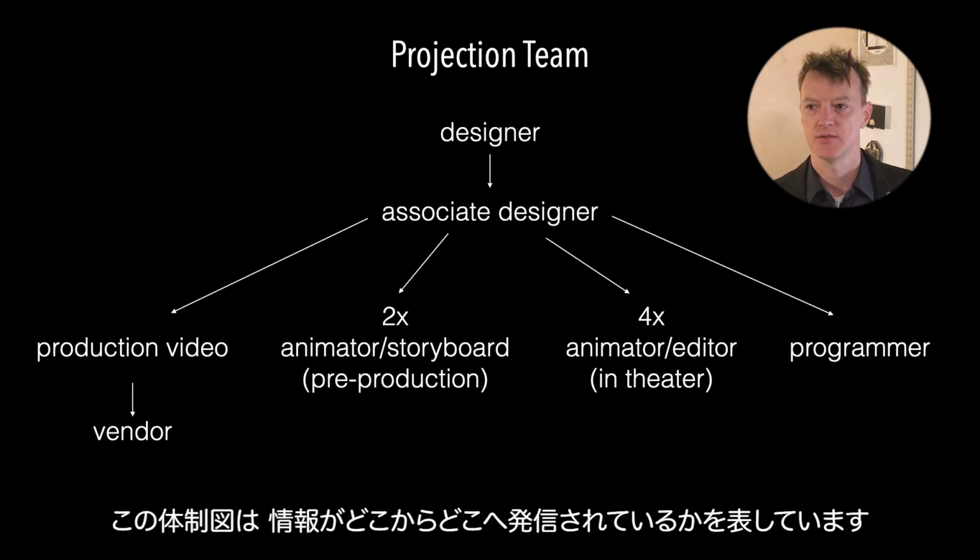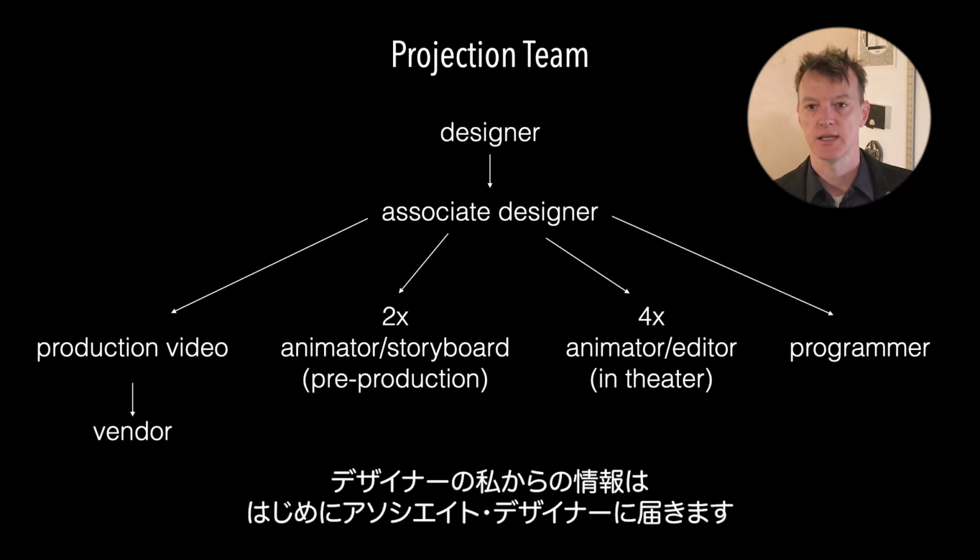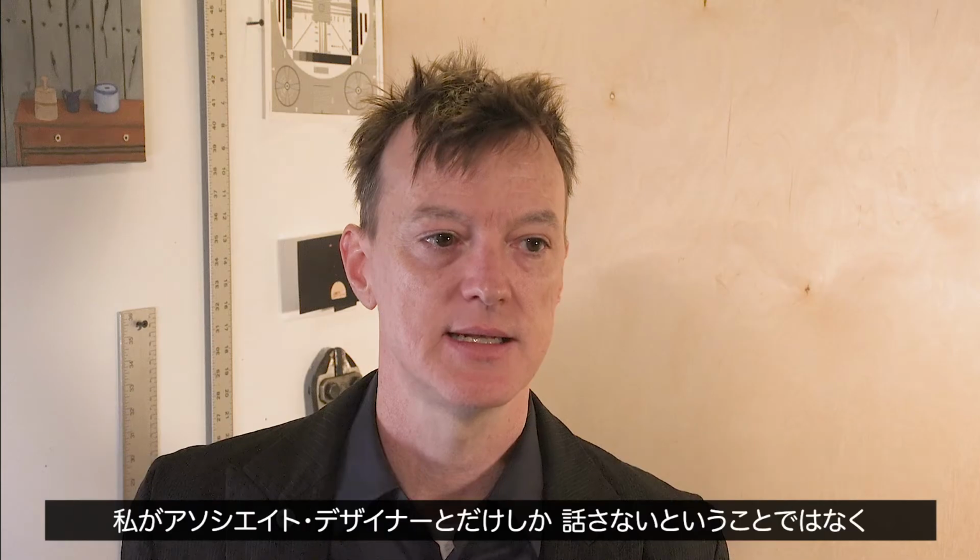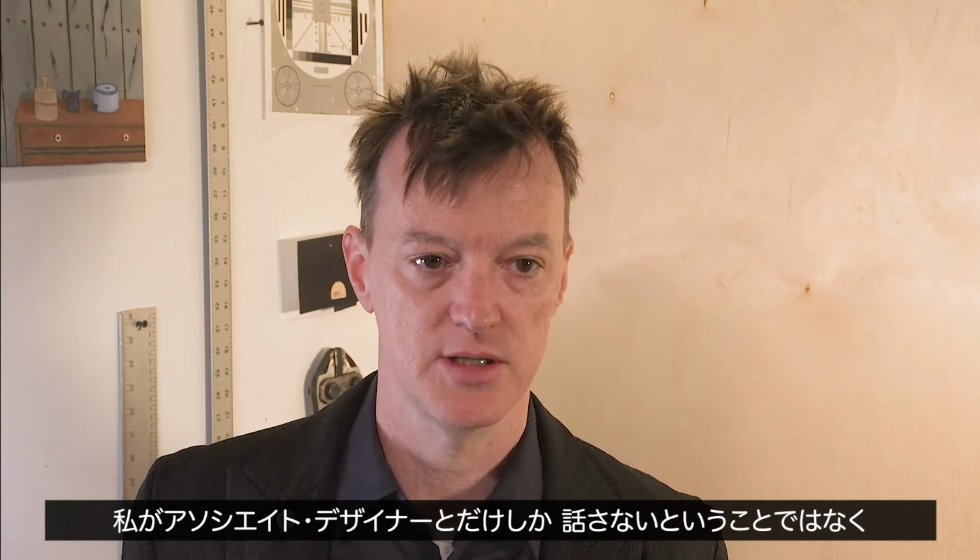This diagram sort of shows the way that communication and information is dispersed. Everything that comes through me should go to the associate designer. It doesn't mean that the associate designer is the only person talking to all these departments, but it just means that they need to be aware of everything that I'm doing and all of the ideas and the needs that I have as the designer.